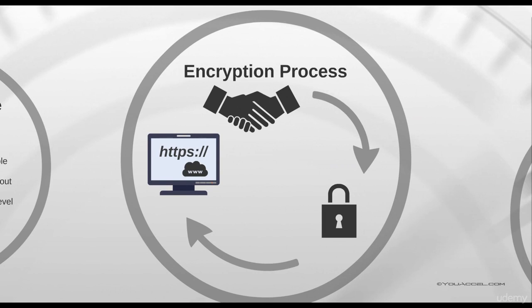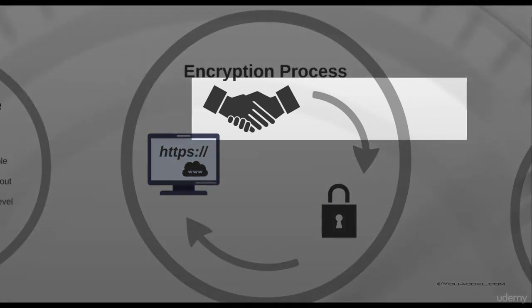This diagram offers an illustration of how the encryption process works. When a website visitor visits an SSL protected website, the SSL certificate installed on the web server automatically creates an encrypted connection with the visitor's web browser. This is called the SSL handshake.